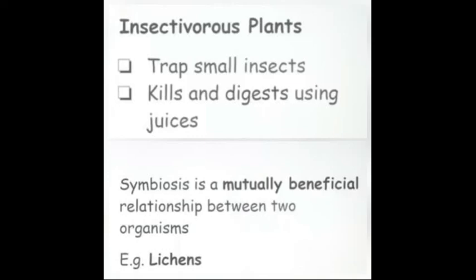And the second type of heterotrophic mode of nutrition is symbiosis. Symbiosis is a mutually beneficial relationship between two different organisms. We have discussed about lichen.